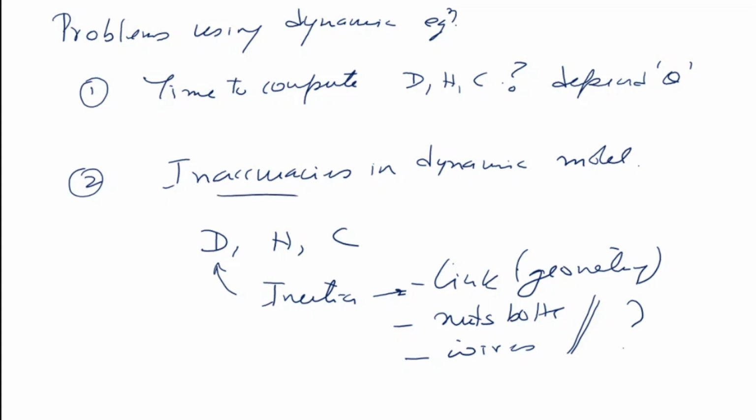Which basically means that D, H and C will involve some inaccuracies in your dynamic model itself. So first of all, computation time. Second of all, inaccuracies are involved. Which means that it is going to generate some amount of error.